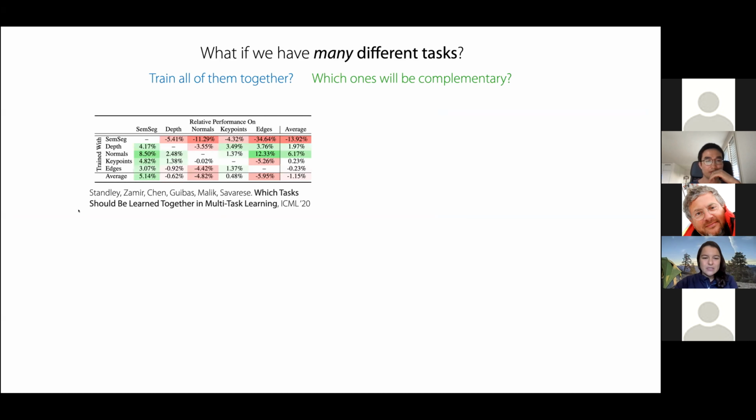And unfortunately, there was this nice paper at ICML last year that showed that it's actually fairly unintuitive to figure out which tasks are complementary. They looked at the performance of these different tasks when you train them with these other tasks. And we find that sometimes, for example, training depth with semantic segmentation actually hurts depth, but it actually improves semantic segmentation. And there's this weird asymmetric relationship that's, at least in my opinion, quite unintuitive, and it isn't something that we would necessarily be able to judge right off the bat.